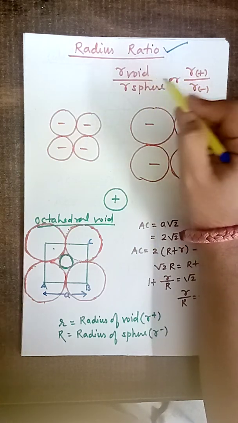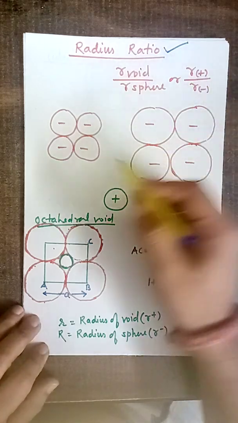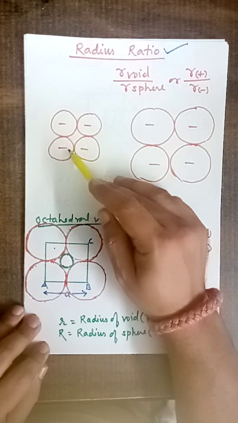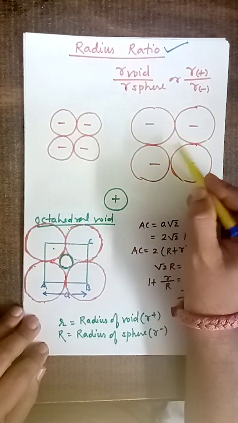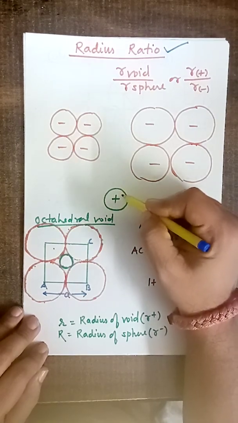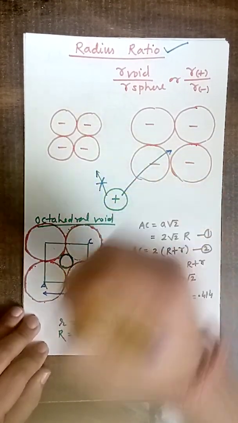Now how the radius of cation and anion decide the type of void, you can see with an example. Look at here, these 2 types of packing, 4 anions and here also 4 anions. The coordination number of the void is the same, 4. Now here this cation can occupy this particular void, but this cation cannot occupy this particular void.